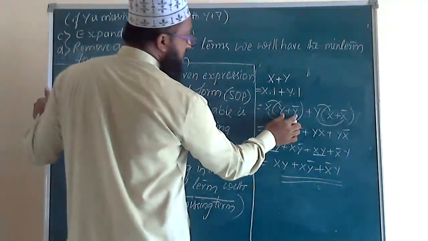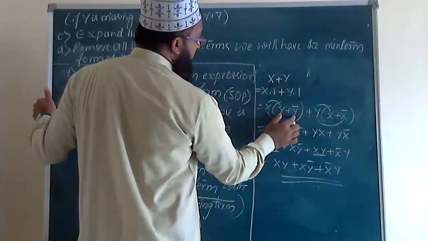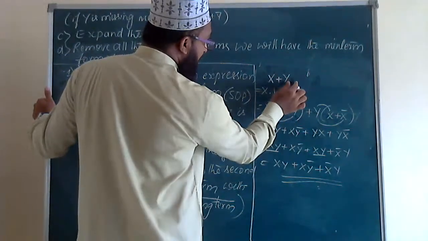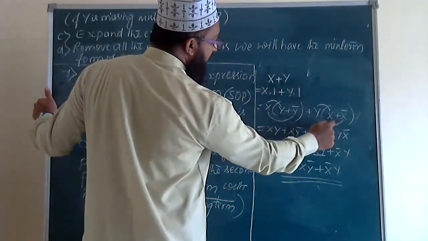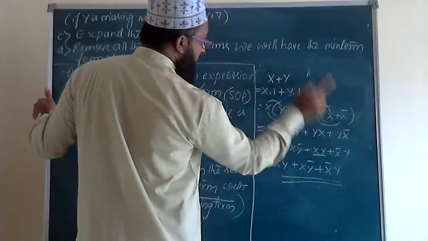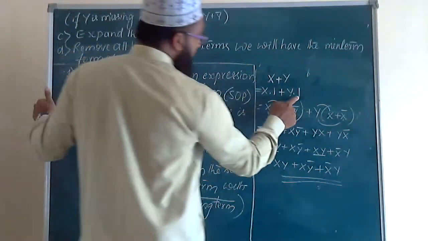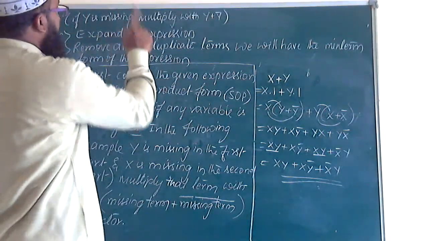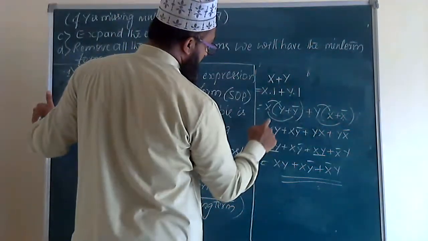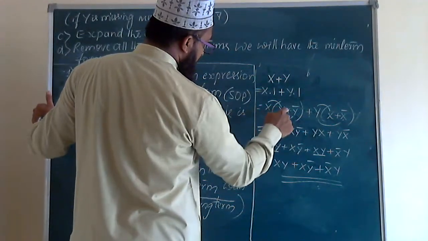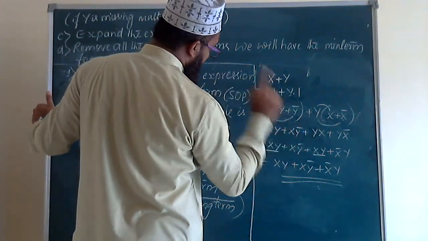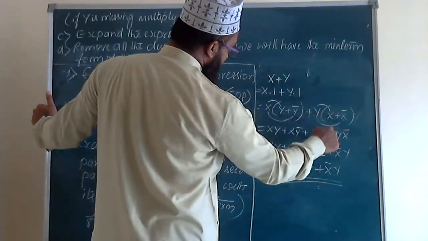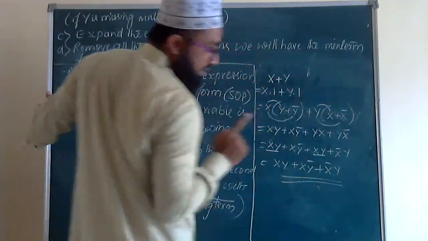Factor means y plus y bar. Here y is missing, so we put y plus y bar in place of 1. Here x is missing, then its factor is x plus x bar. Multiply this by x plus x bar. In place of 1, we are taking x plus x bar. Then expand this expression. How will you expand? X into y plus x into y bar, plus y into x plus y into x bar.